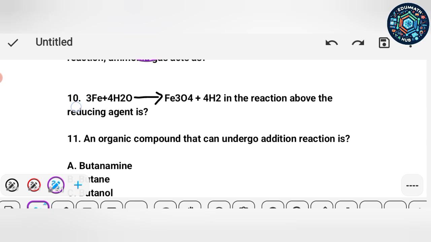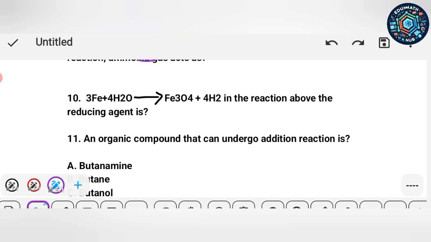For this next one, we have 3Fe plus 4H2O produces Fe3O4 plus 4H2. The reaction above, the reducing agent is what? To find that easily, just look at the one that took the oxygen. From here, Fe was alone here, but Fe had oxygen here. So Fe was oxidized. So that means Fe is the reducing agent.